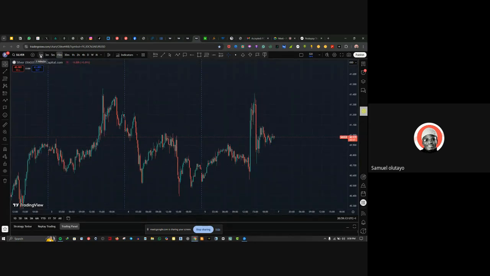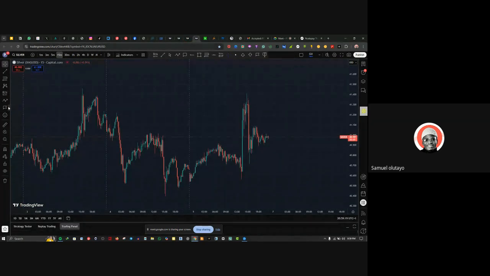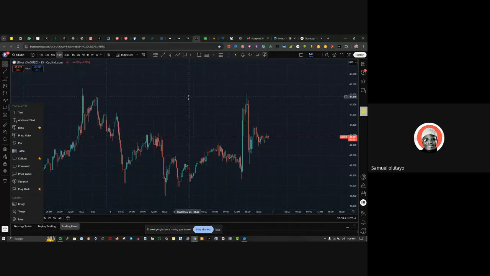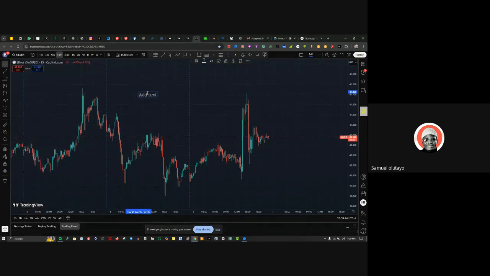Now, the next part here is what we call time frame, right? Let me type that out. Time frame. Time frame is very important in trading because we want to see what market is doing per time. You can see what market is doing every 5 minutes. You can see what market is doing every 10 minutes. You can see what market is doing every 15 minutes. You can see what market is doing every 30 minutes, every 1 hour, every day, every week, every month, right?